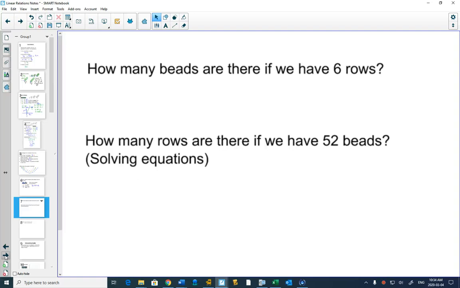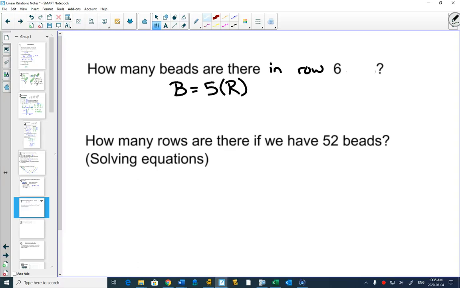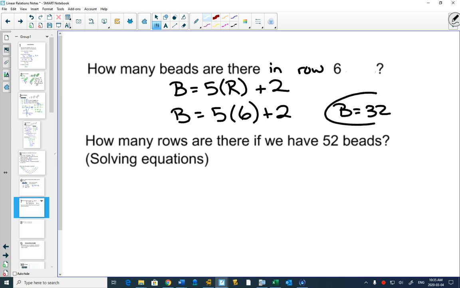I'm just going to change the wording here a little bit. How many beads would there be in row 6? 32. How did you figure that out? 5 times 6 plus 2. So our formula says that our number of beads is 5 times however many rows we have plus 2. 5 times 6 is 30, so 32 beads in row 6.